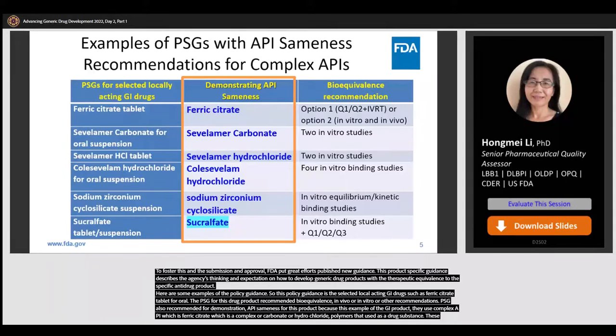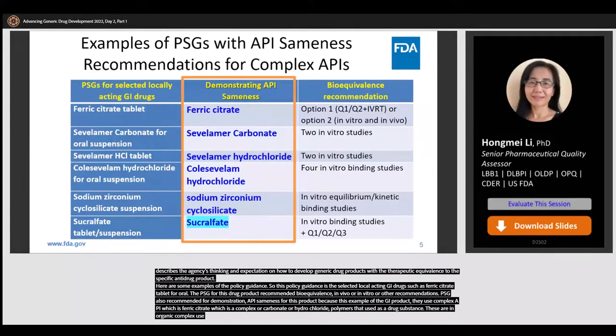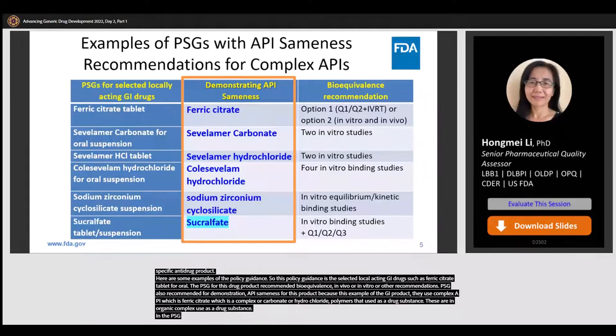In the PSG, the PSG included the recommended tests and characterization for demonstrating API Sameness, which reflects the FDA's thinking and expectation on how to do the API Sameness.